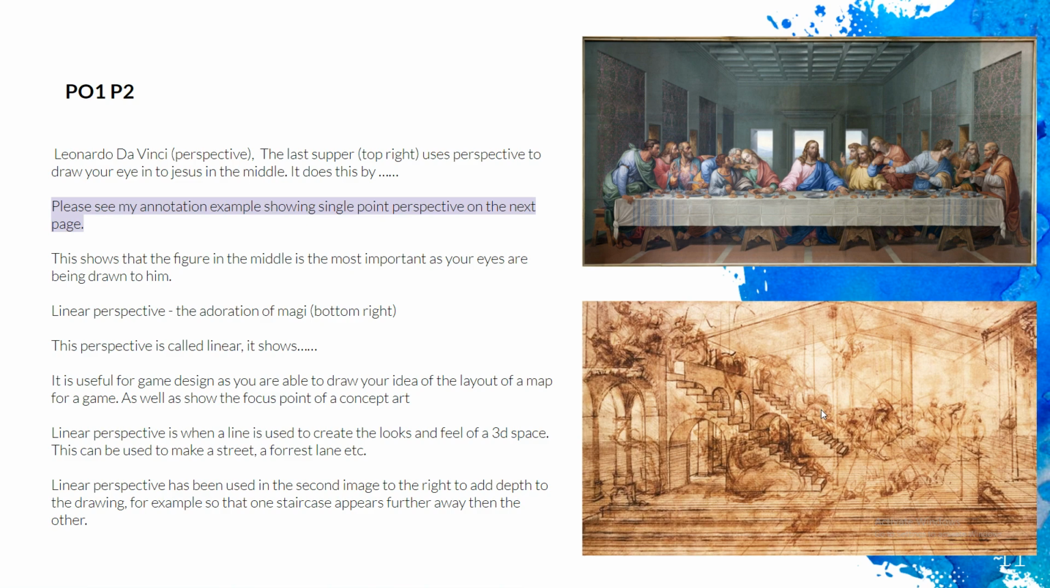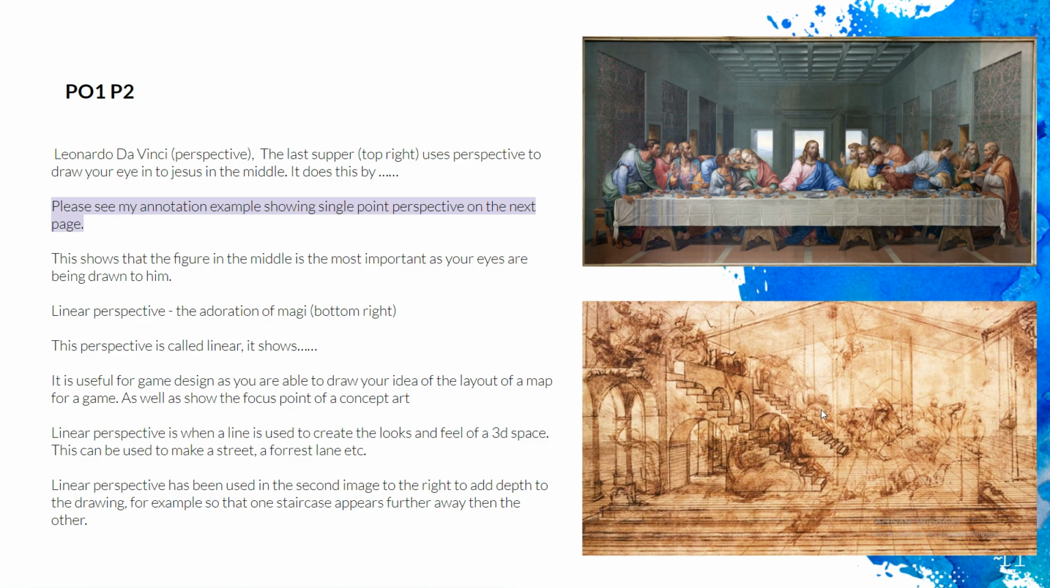P1, P2, Leonardo da Vinci perspective. The Last Supper, top right, uses perspective to draw your eye to Jesus in the middle. This shows that the figure in the middle is the most important, as your eyes are being drawn to him.